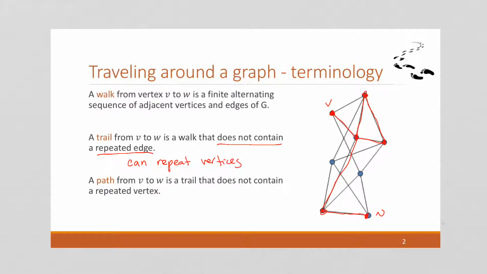A path is a trail that does not contain a repeated vertex. So it is a trail, meaning no repeated edges, but it adds the new restriction that it does not contain repeated vertices. Right? So this one is V and W. A path is more or less a fairly straightforward way to go. You cannot go back over your own path in any way.